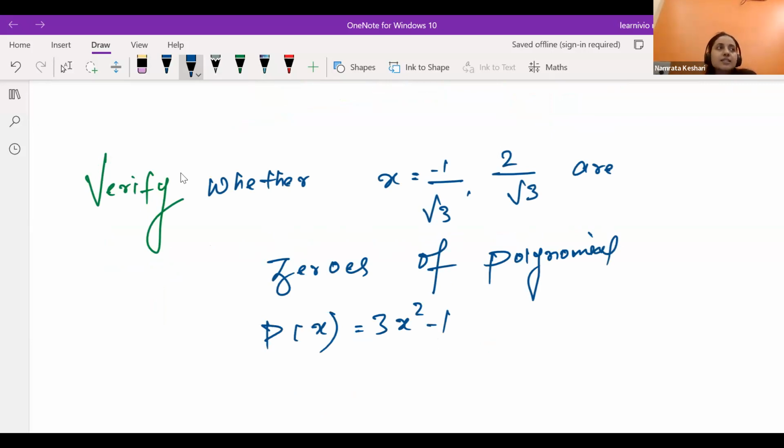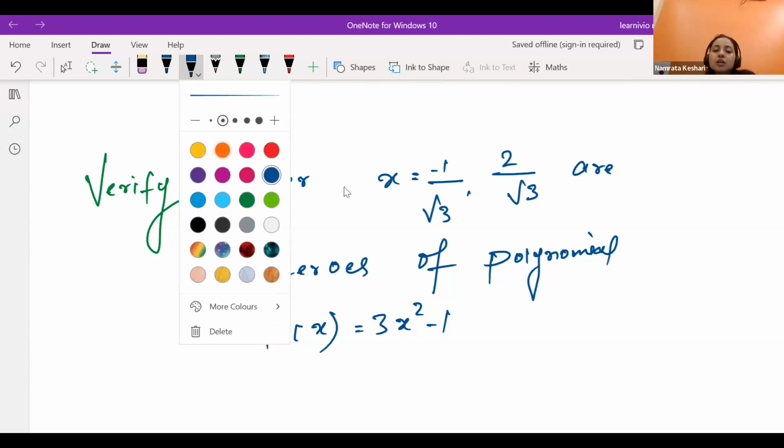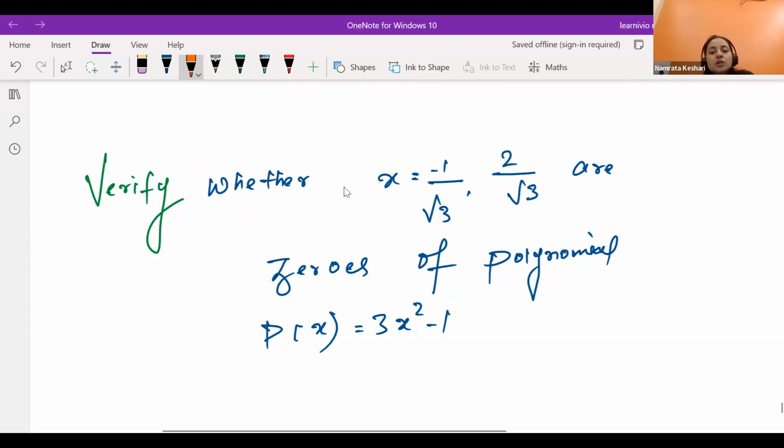So we understand zero means such an x value which will make the complete result of the polynomial zero. That particular x value, when we put it in, the final result of the polynomial will become zero. Such an x value is called the zero. So one by one we will be taking. If you are getting confused why two values are given, it's okay. Two values will be given.